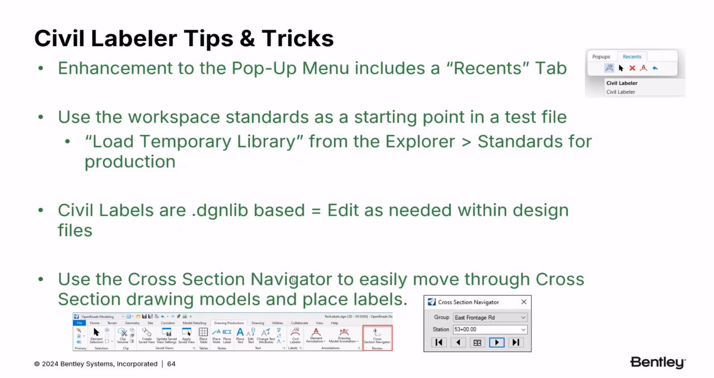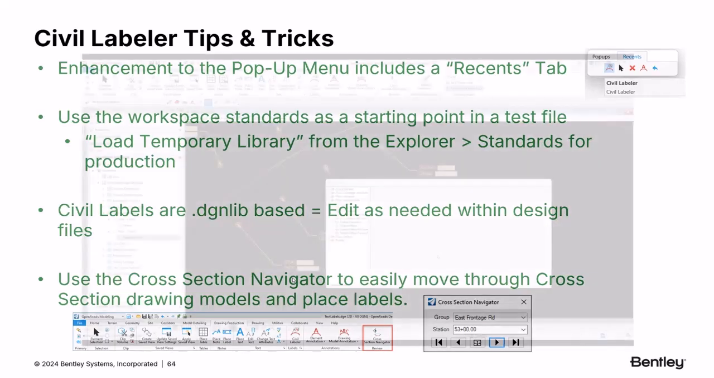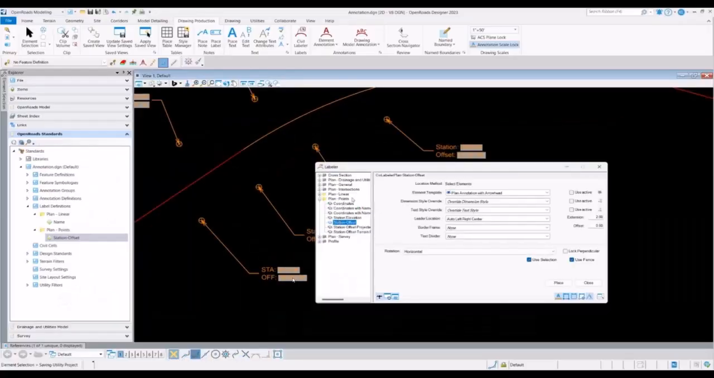And then this last bit, don't forget about the cross-section navigator tool. You can actually use that to maneuver about the cross-section drawing models, to place spot labels, or to just navigate, right? Other than view groups or the models dialog. Just wanted to point that out there. So let's take a look at some of this stuff.